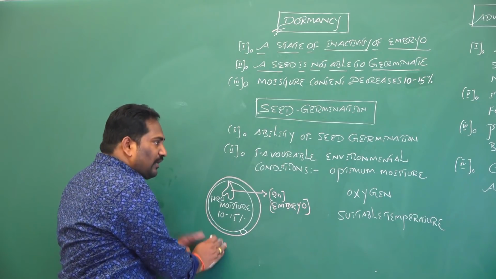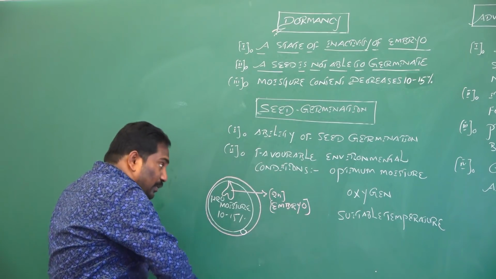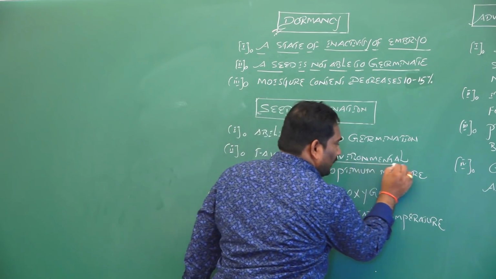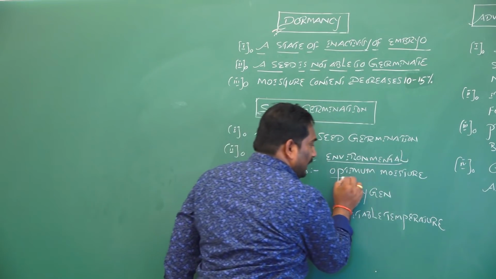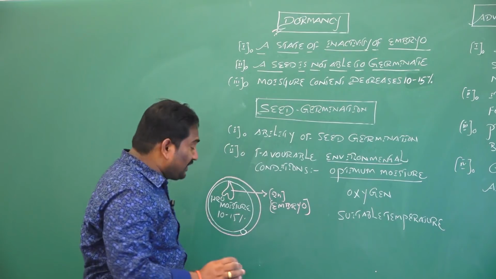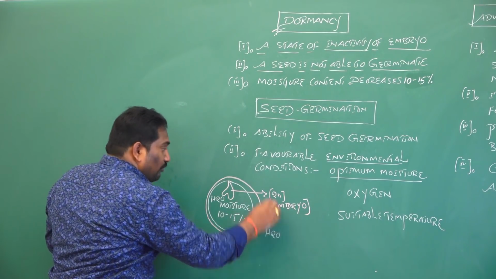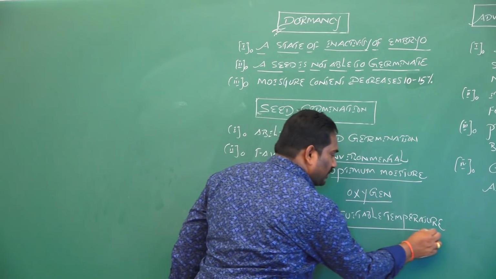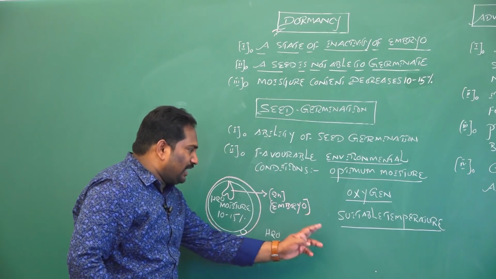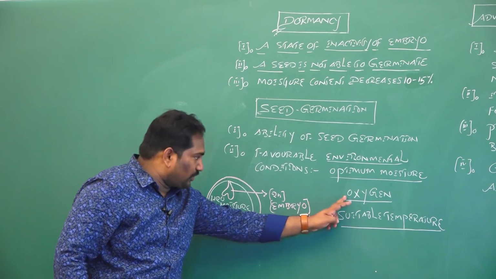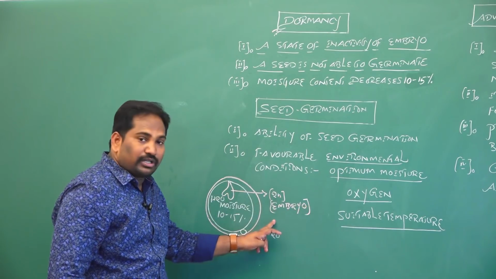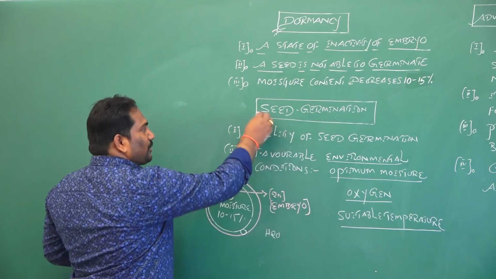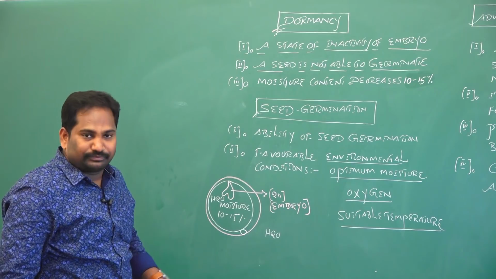For these inactive seeds, if you provide optimum environmental conditions, like adequate moisture, that means water content, optimum oxygen and suitable temperature, then the seed is going to germinate. When there is availability of suitable temperature, suitable oxygen and optimum moisture, the seed germinates. That phenomenon is called seed germination.